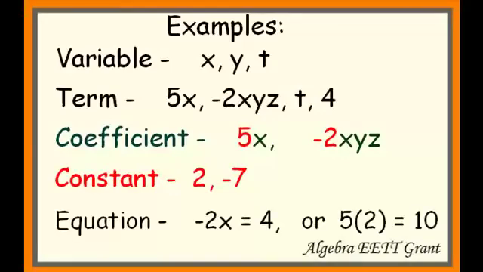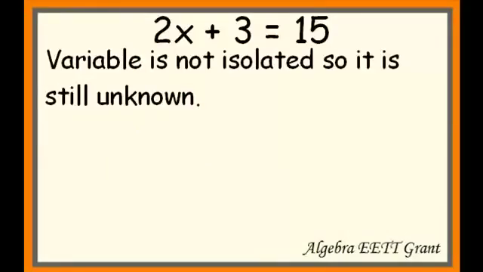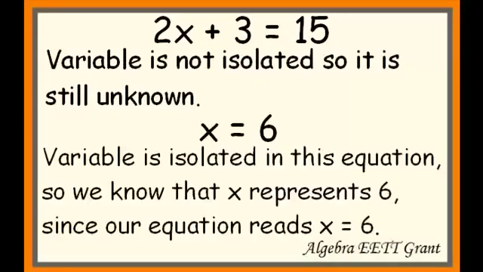An equation is something that has an equal sign, so it could be things like negative 2x equals 4 or 5 times 2 equals 10. Both of these have equal signs, so both of them are examples of equations. If we're given something like 2x plus 3 equals 15, well, the variable is not isolated. It's not on the side by itself, so we still don't know what x is. We'd have to solve this equation to find out what x is. But if you're given something like x equals 6, well, x has been isolated. So you know in this equation, the value of x is 6.